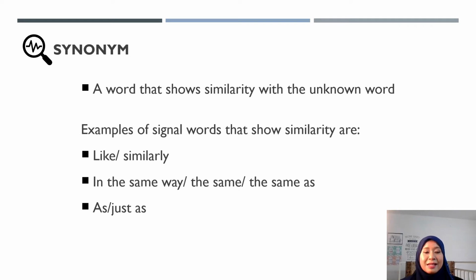Next, looking at synonyms. We can guess the meaning of the word by looking at signal words of similarity. So synonym means a similar word, right? It means exactly the same word or nearly the same definition as the word or phrase. The word or phrase after the signal would indicate to us the meaning of the unknown word. Some examples of the signal.